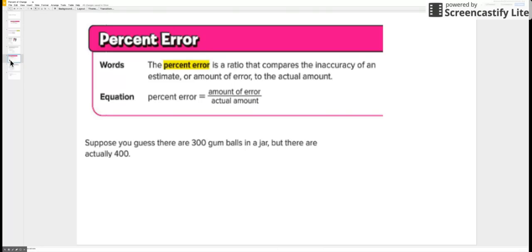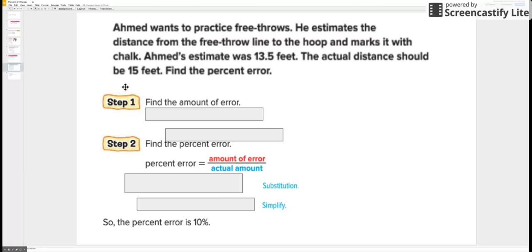All right, the percent of error. This is a ratio that compares the inaccuracy of an estimate, or amount of error, to the actual amount. So whatever number you're off by, the amount of error, goes at the top versus the actual amount. So suppose you guess there are 300 gumballs in a jar, but there are actually 400. Then you would divide those out. So let's look at an example.